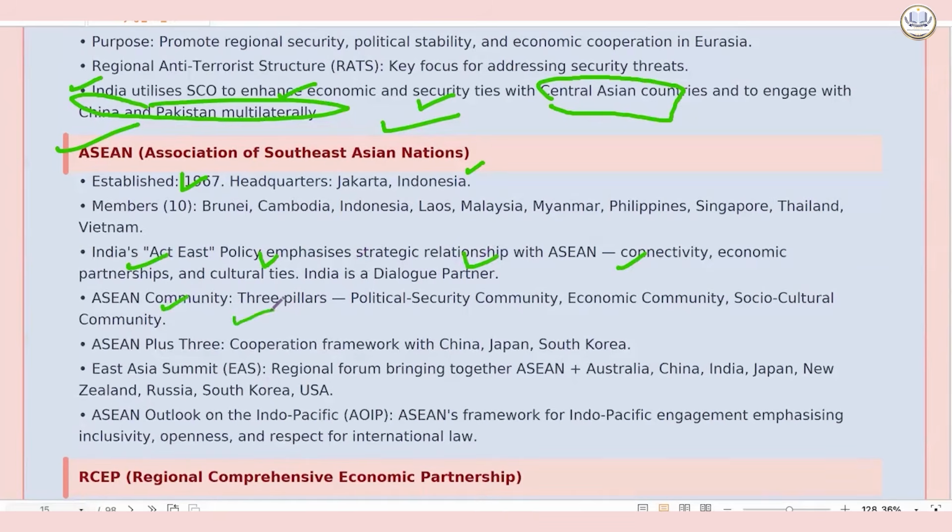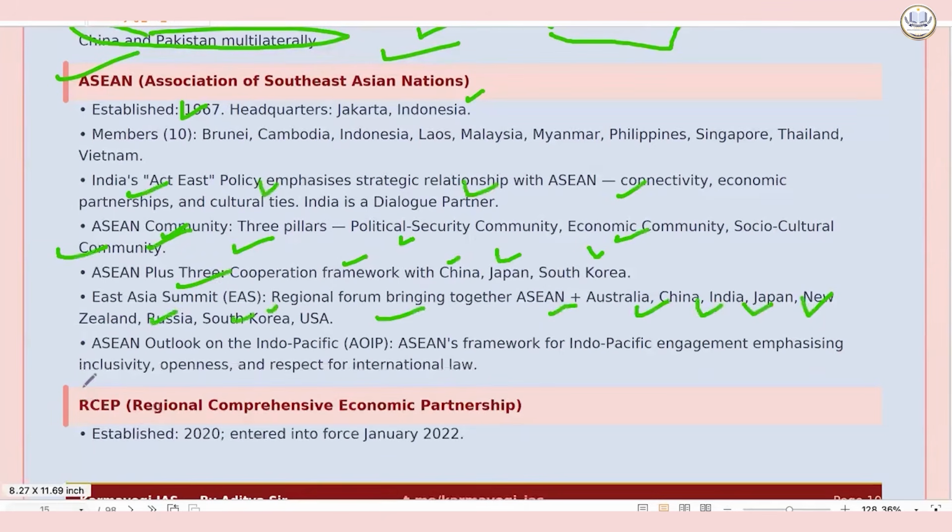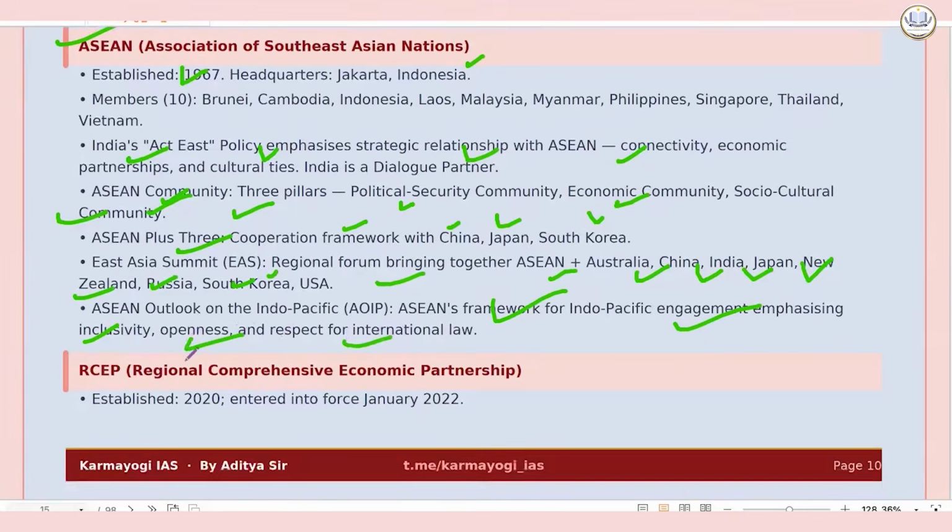In the ASEAN community, we have 3 pillars: political security community, economic community, socio-cultural community. ASEAN plus 3 is a cooperation framework with China, Japan, and South Korea. East Asia Summit is there. So the regional forum brings together ASEAN, Australia, China, India, Japan, New Zealand, Russia, South Korea, and USA. ASEAN Outlook on the Indo-Pacific is ASEAN's framework for Pacific engagement, emphasizing inclusivity, openness, and respect for international law.